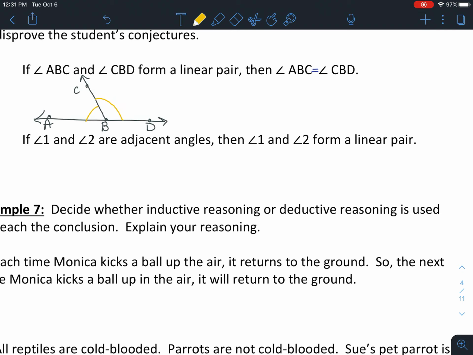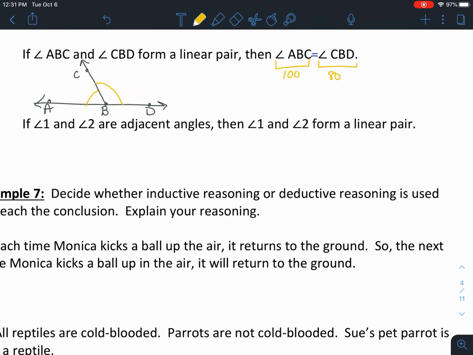Well, right there, I just drew one that is not true. If you remember, linear pairs add up to 180, right? So this angle could be 100, and this angle could be 80. That is a linear pair that is not equal. Let's find another counterexample here.